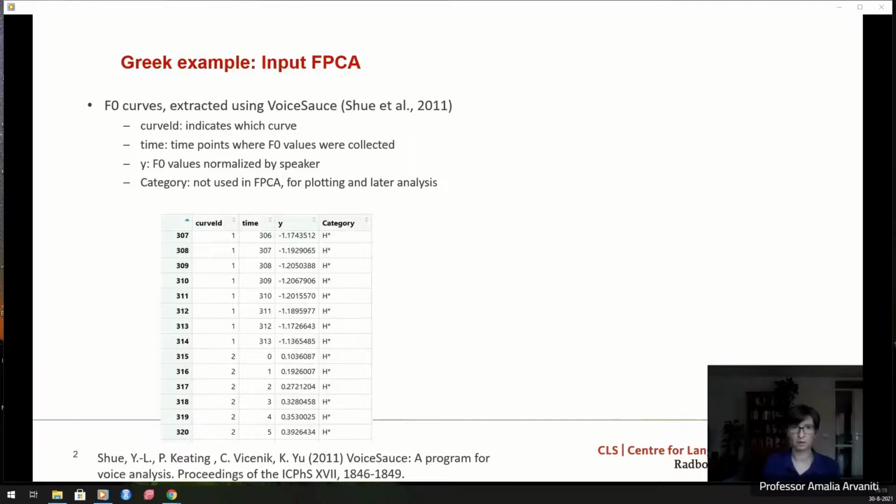And our last column is category, which is not used in FPCA, but is rather used in plotting and later analysis. So FPCA does not take into account these categories. It is for our purposes for interpretation later on. FPCA considers the curves and extracts the main dimensions from the dataset.